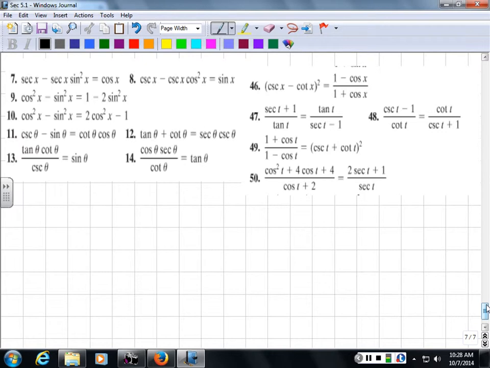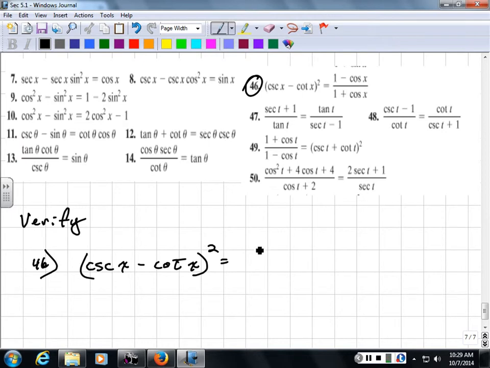So, all right. I got a bunch of identities here, and I want to verify them. So I'm going to pick one. Let's look at number 46. Yeah. Let's verify. I got cosecant x minus cotangent x, quantity squared, is equal to 1 minus cosine x over 1 plus cosine x.